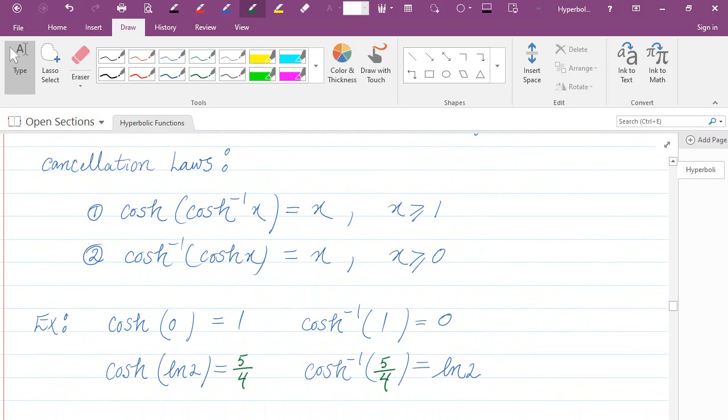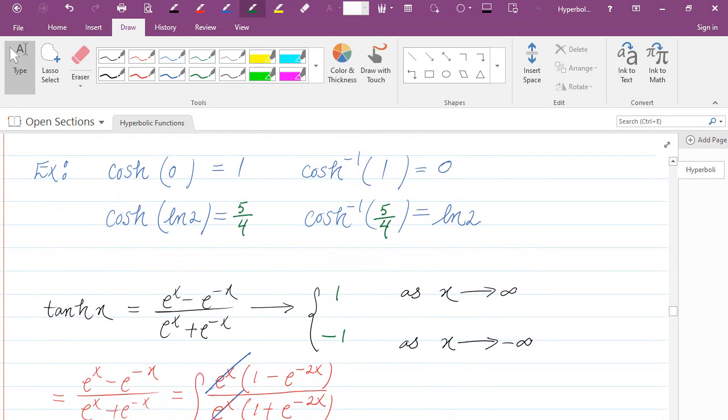Okay, so the cancellation properties. These two functions are inverses, so when you take the composition of these two functions in any order, we get the identity function. The first equation is valid for x in the domain of the hyperbolic cosine inverse function, so x has to be greater than or equal to 1. And the second equation is true for x greater than or equal to 0.